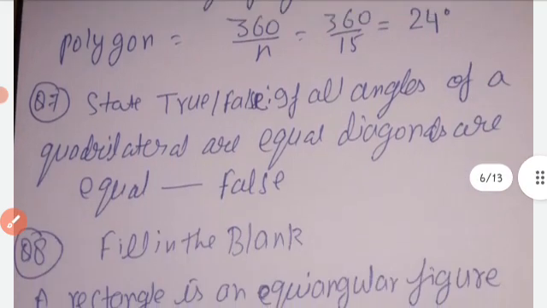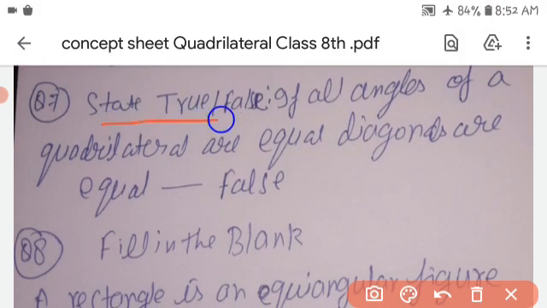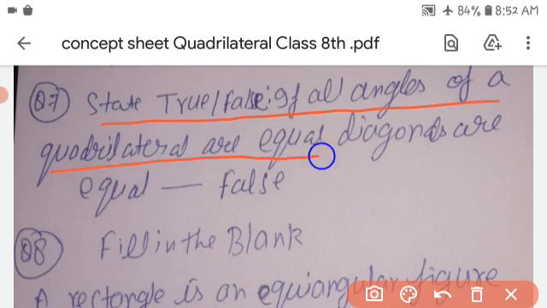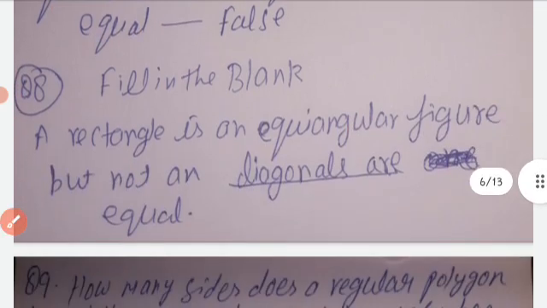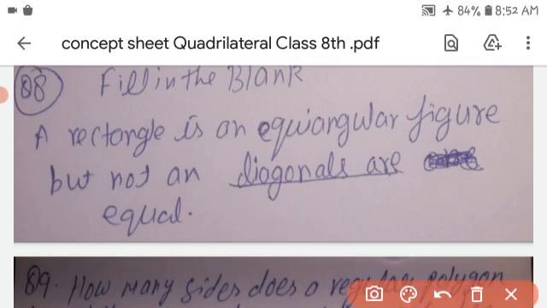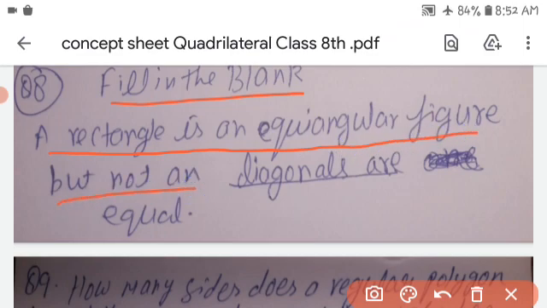State true or false: all angles of a quadrilateral are equal, so diagonals are equal. This statement is a false statement. Question number 8. Fill in the blank. A rectangle is an equiangular figure but not an equilateral figure. Its diagonals are equal. Diagonals are equal.